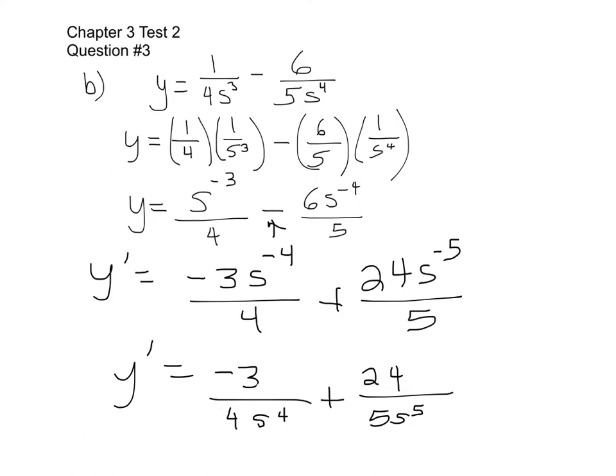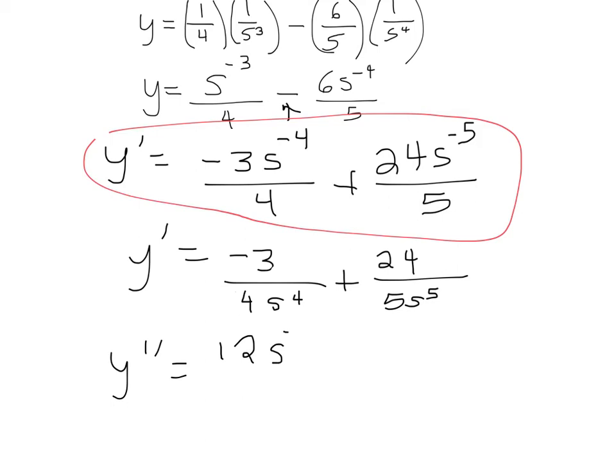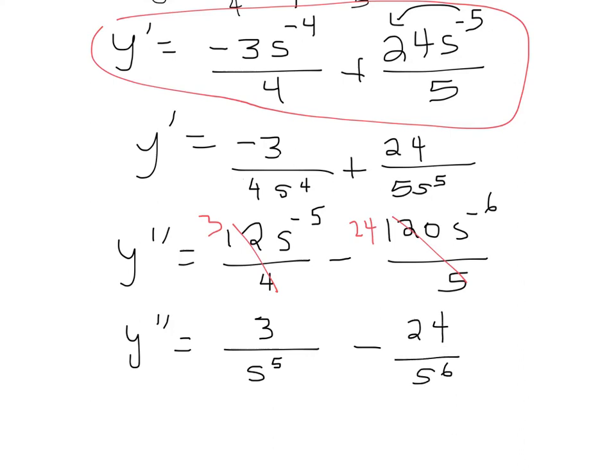So either way, now I want to find the second derivative. And when I find the second derivative, I probably would want to look at this one because it'd make it a little easier. So I bring down the negative 4 and a negative 3 is a positive 12. Subtract 1. Bring down the negative 5 times 24, so 120. Subtract 1. And once again, I could write this first one as 3 over s to the 5th, because I'm just bringing the exponents to the bottom, and then minus, that actually cancels to become 24 over s to the 6th.